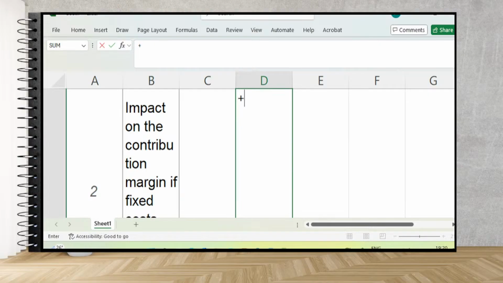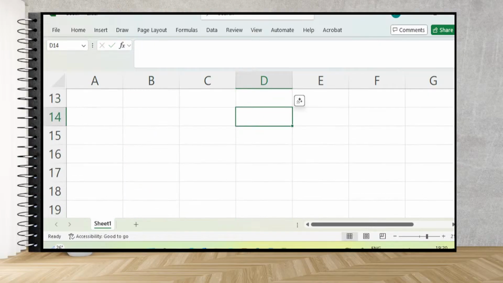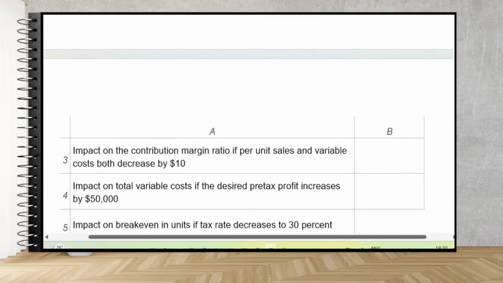Contribution margin ratio. So what is the ratio basically? 27 divided by 90. So it is 0.3. If both decrease by $10, that means my contribution margin is the same, but my sales decrease. So it will increase. Okay. So the answer is increase for question number 3.